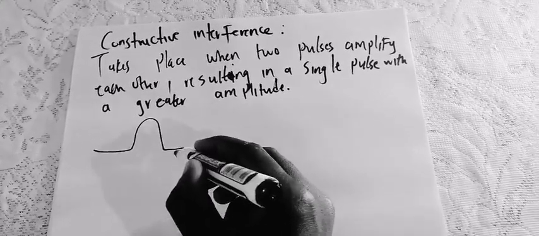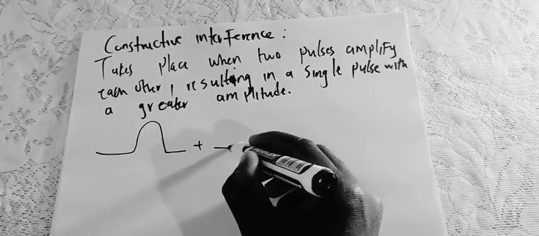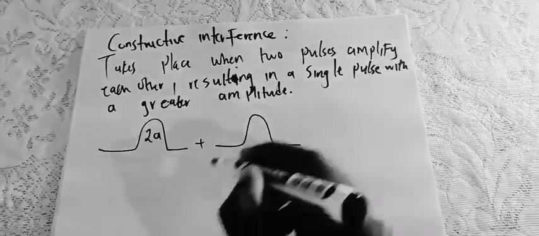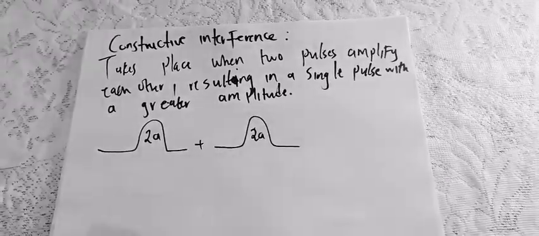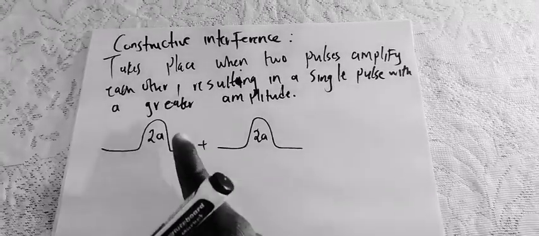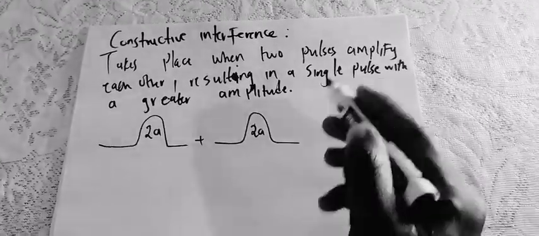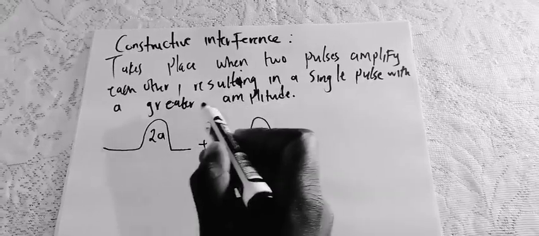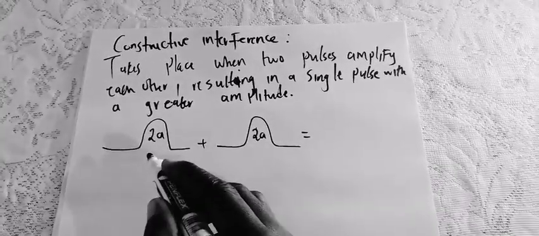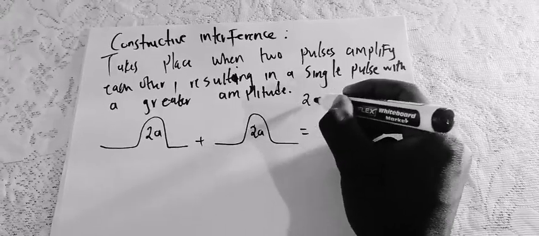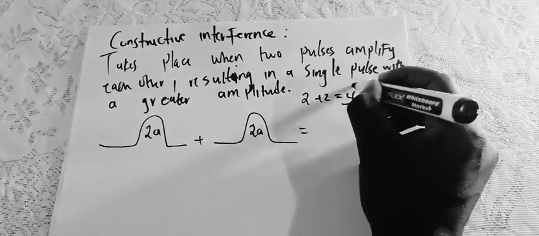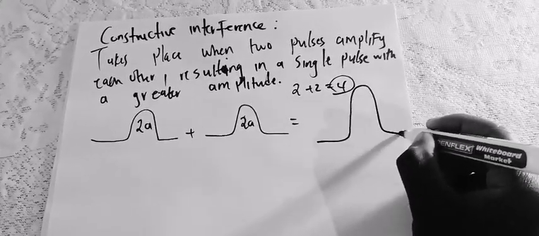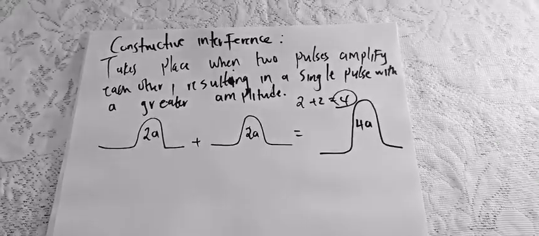Let me say we have pulse number 1 plus pulse number 2, then we have 2 amplitudes, where the length of the amplitude is 2. The first amplitude adds the second amplitude. They amplify each other, resulting in a single pulse with a greater amplitude. So we add the lengths of the amplitude. We have 2 plus 2 equal to 4. That 4 is the new length of the amplitude, the greater amplitude of the pulse, which is 4a.